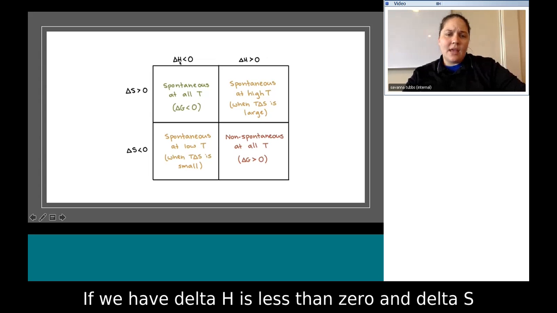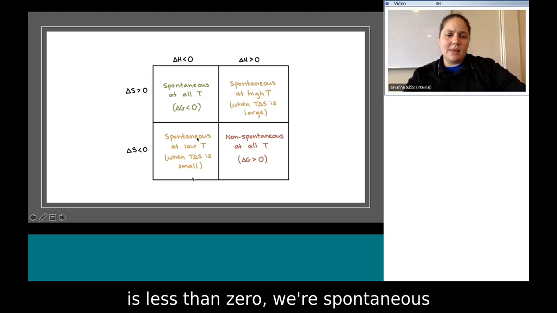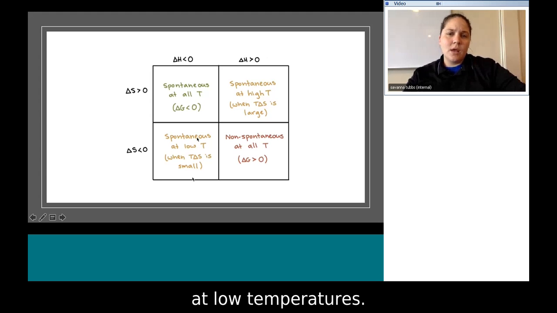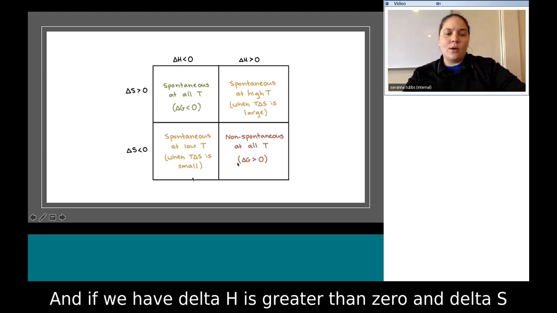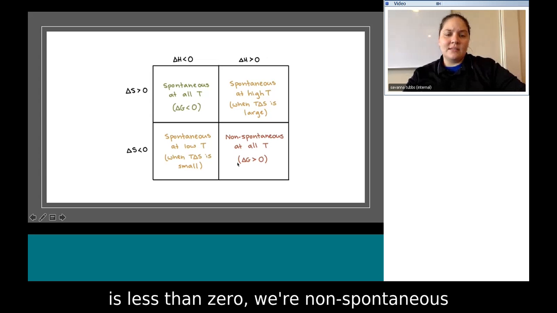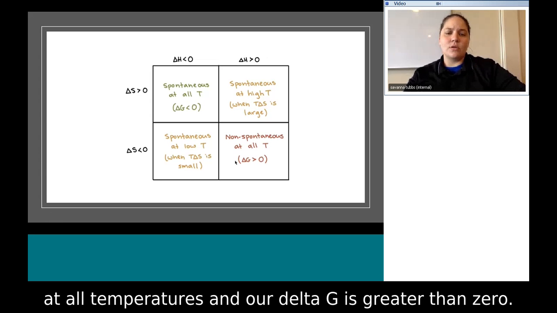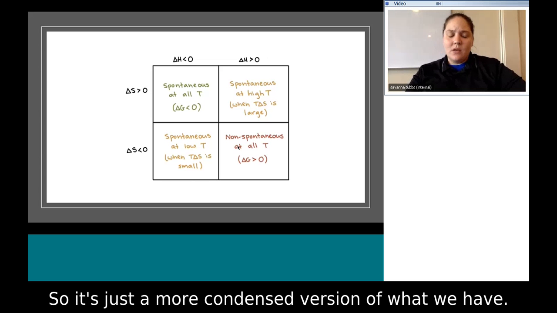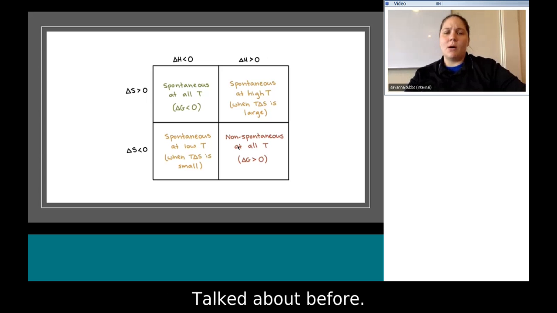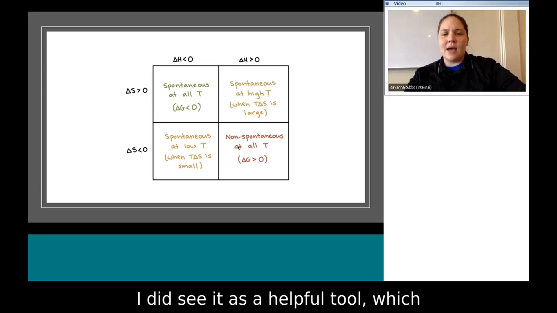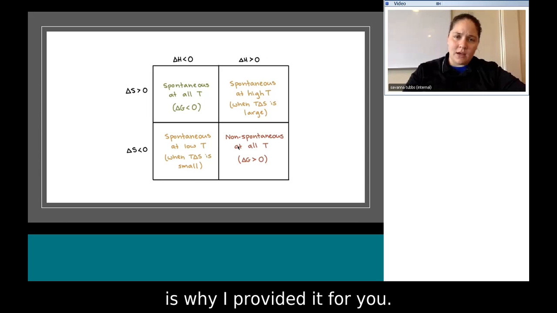If we have delta H is less than 0 and delta S is less than 0, we're spontaneous at low temperatures. And if we have delta H is greater than 0 and delta S is less than 0, we're non-spontaneous at all temperatures, and our delta G is greater than 0. So it's just a more condensed version of what we have talked about before. I did see it as a helpful tool, which is why I provided it for you.